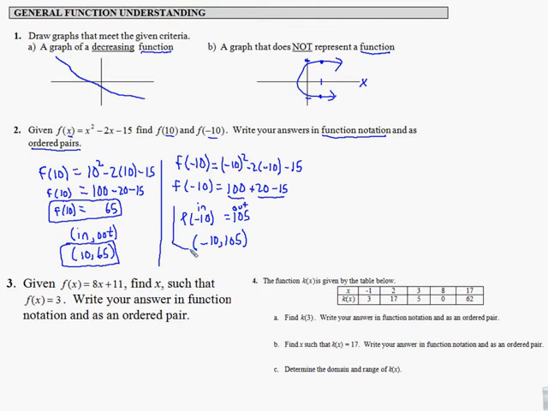So my answers, there are 2 answers to this one. The answers would be this, and you would not be writing input and output there. What a mess, I'm just not going to box my answer.